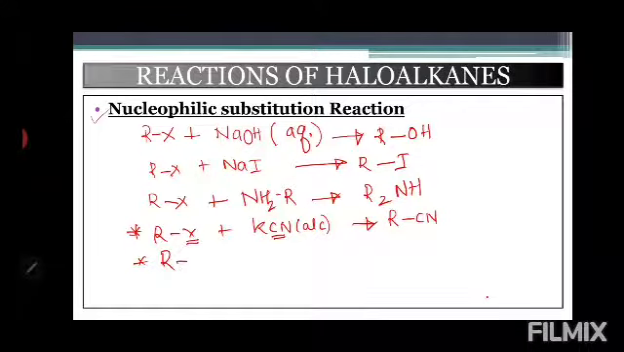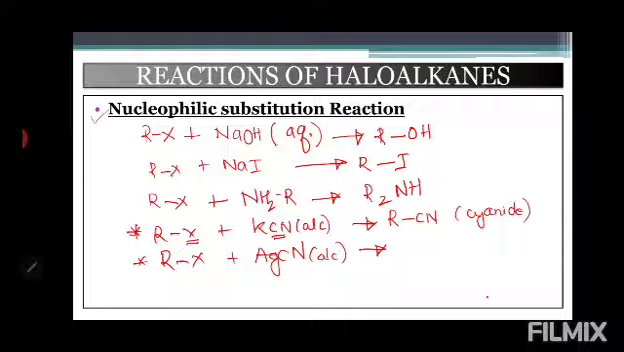Again RX. Instead of using KCN, if we use AgCN, instead of getting cyanide, or nitrile, you will get RNC, isocyanide. Both have CN, but in one case you will get RCN, and in the other case you will get RNC. This is important, and you will get a reasoning type question here.